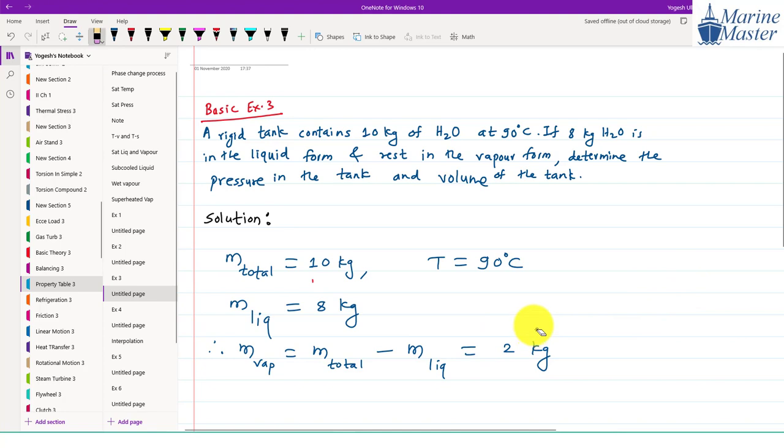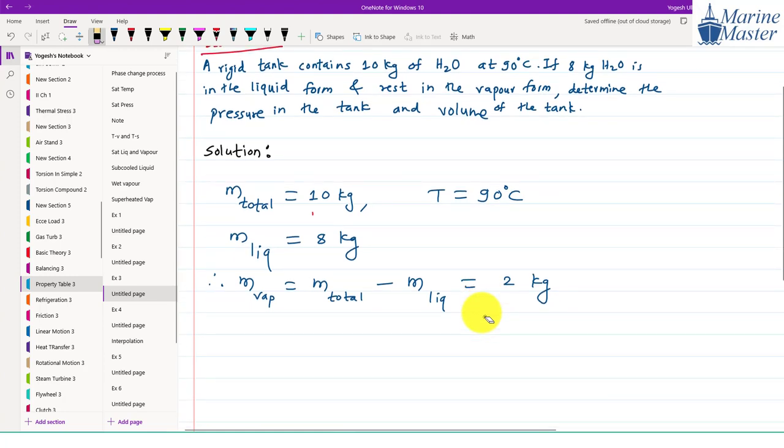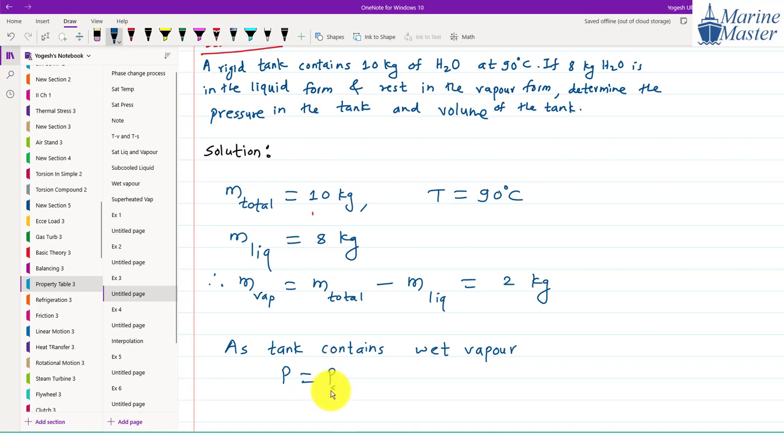Whenever we have a wet vapor scenario, it means the pressure in the tank will be equal to the saturation pressure. As the tank contains wet vapor, the pressure in the tank will be equal to the saturation pressure. Always remember this point.